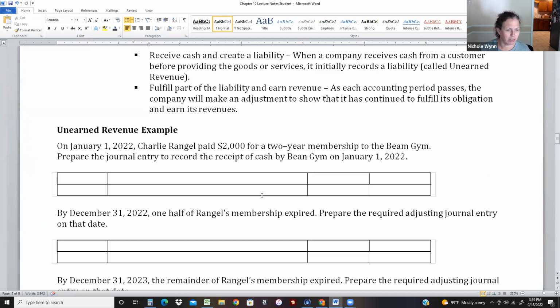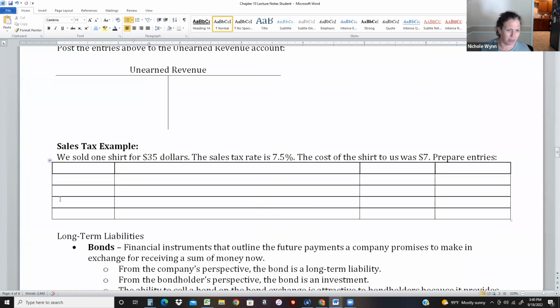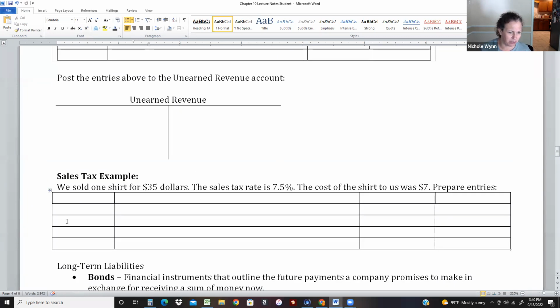So I think I did a sales tax example down here. Let's go ahead and do the sales tax example down on page 4, and then I'll go back to the unearned revenue example. I don't know why that keeps happening. Okay, so we sold one shirt for $35. The sales tax rate is 7.5%. The cost of the shirt was $7.